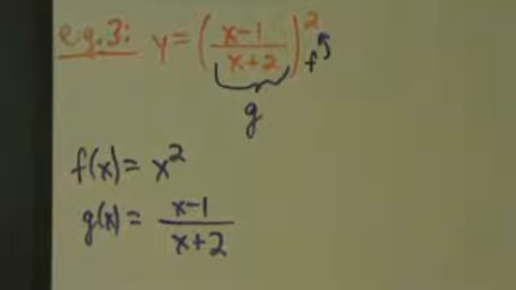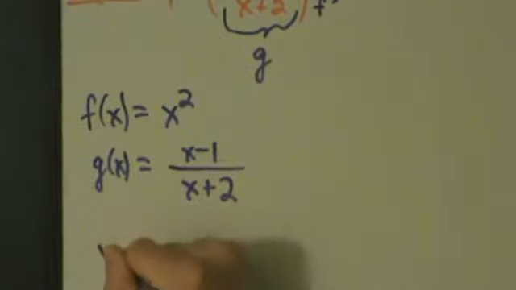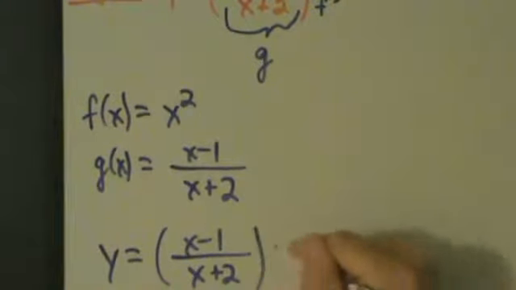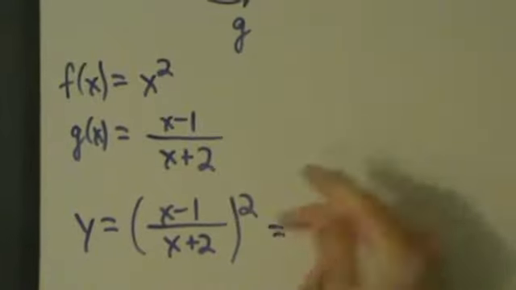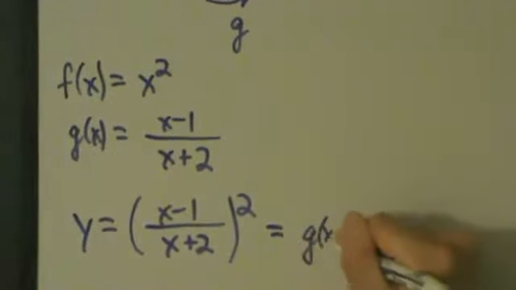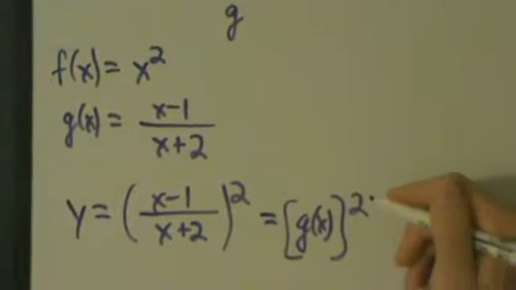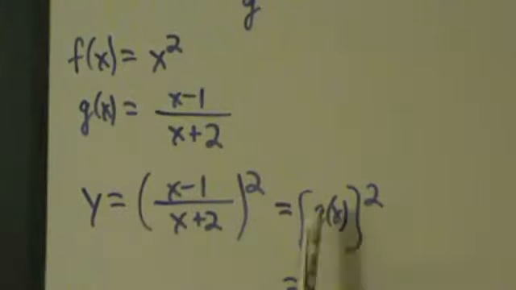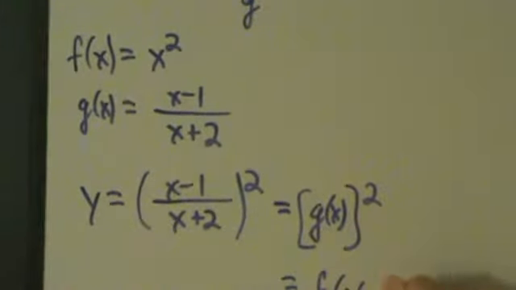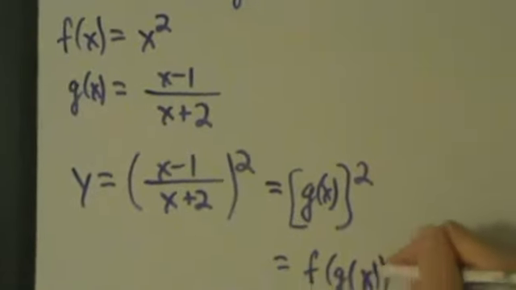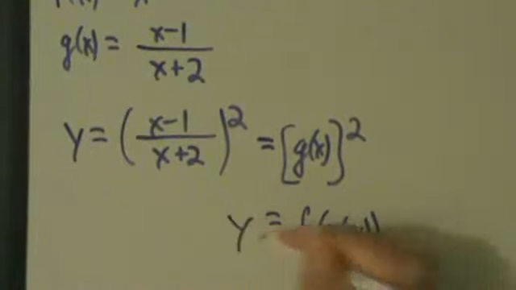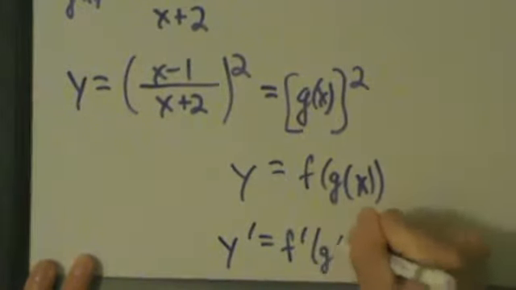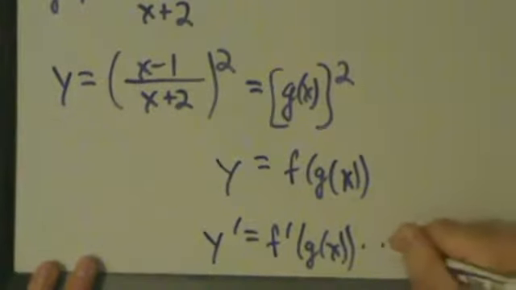Now what's y? Well, y is (x minus 1 over x plus 2), whole thing squared. But this is just g of x, quantity squared. So that's g of x, whole thing being squared. Here, f of x is x squared, so f of g of x is g of x squared. So this is f of g of x. That's good because y is f of g of x. So then the chain rule tells us that y prime equals f prime of g of x times g prime of x.